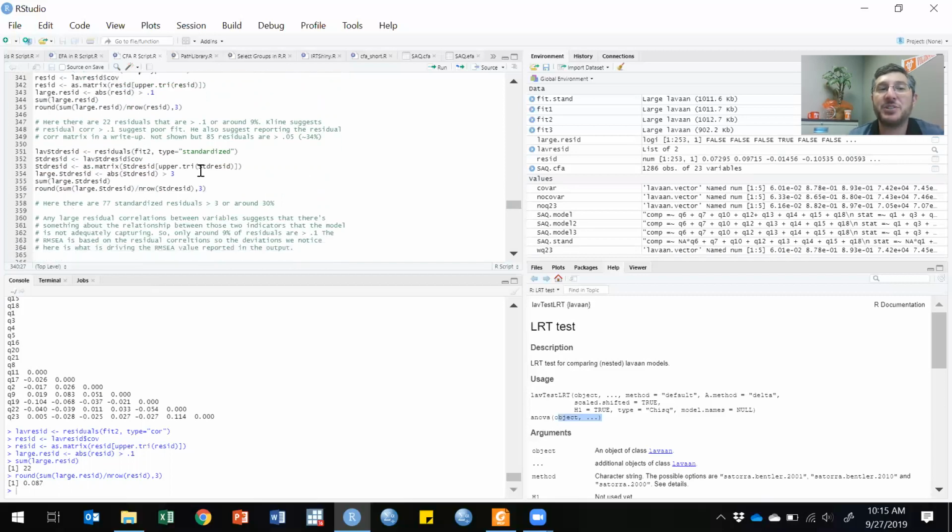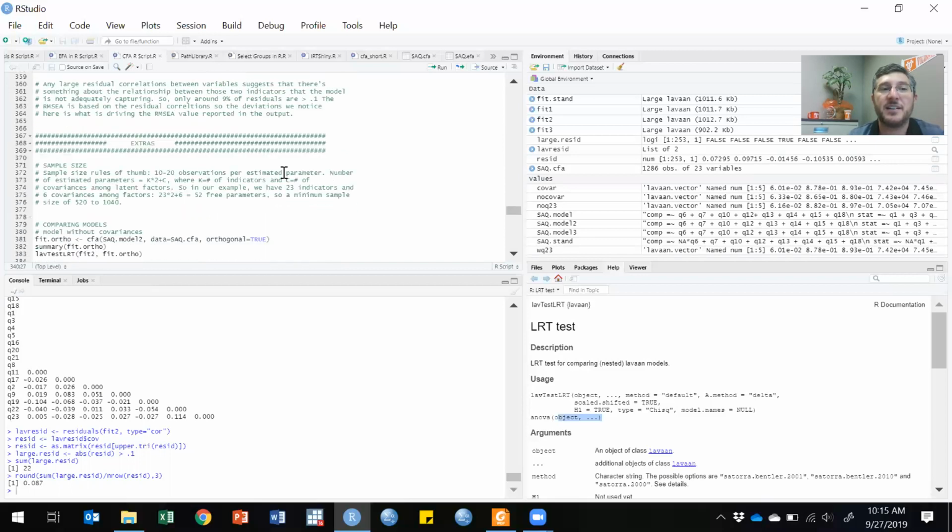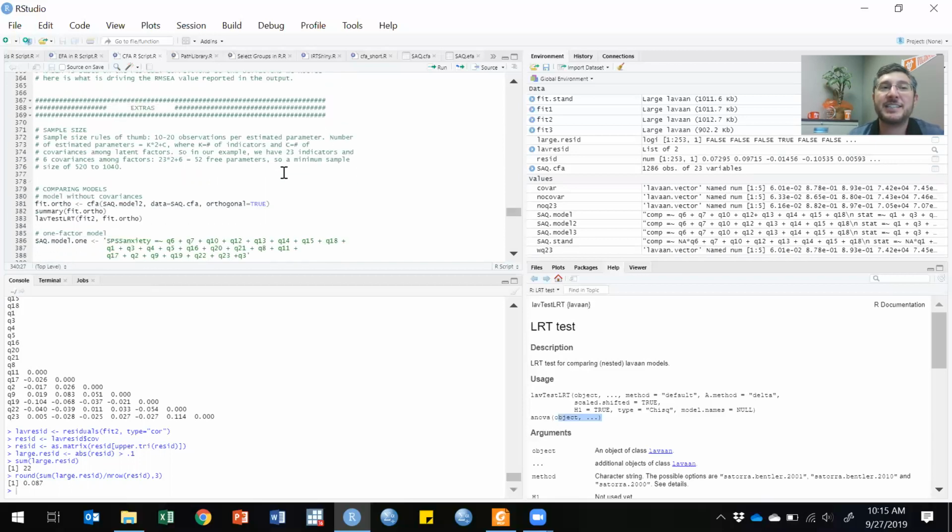Here's the same thing, but using the standardized residuals, and we're looking for standardized residuals greater than 3. The rest of it is just a few little extra tidbits. Here are some sample size rules of thumb. Typically, we want around 10 to 20 observations per estimated parameter. And so how many estimated parameters are there? Here's a formula to figure it out.